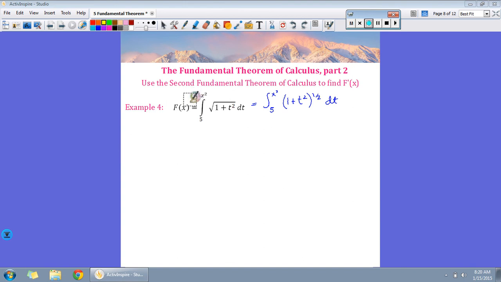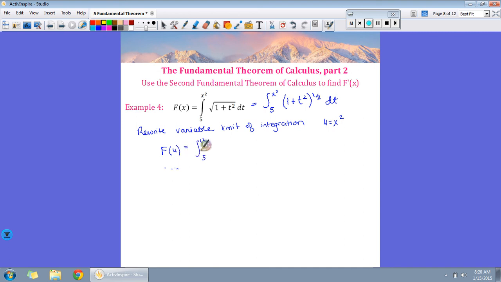So we're going to take that x squared and we're going to make that u, like we did in the general case before. We're going to write the variable limit as an integration of u equals x squared. So I've got f of u equals the integral from 5 to u of the square root of 1 plus t squared dt. And using the chain rule of derivatives, I'm going to take the derivative of x equal to f of u times u prime of x. F of u of x times u prime of x.